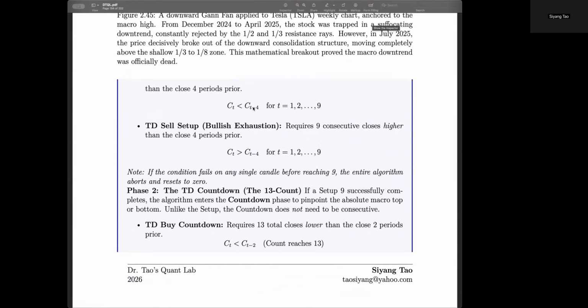If even a single day fails this condition, the momentum is fractured, the count is destroyed, and the algorithm resets to 0. Conversely, a TD sell setup occurs during a rally, looking for 9 consecutive closes higher than the close 4 days ago. When a 9 prints, immediate momentum is mathematically exhausted.